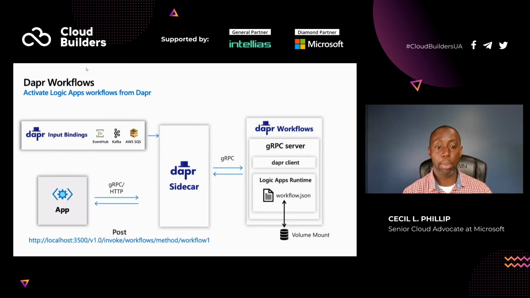So again, we can have our input bindings, we can have our service invocations on the right side that would trigger that workflow. And then internally, we're running an embedded version of that workflow engine. And all we need to do is just give it a workflow.json. It doesn't need to be called workflow.json. It could be my app, my thing.json, and then it'll just run the defined workflow that's inside of that.